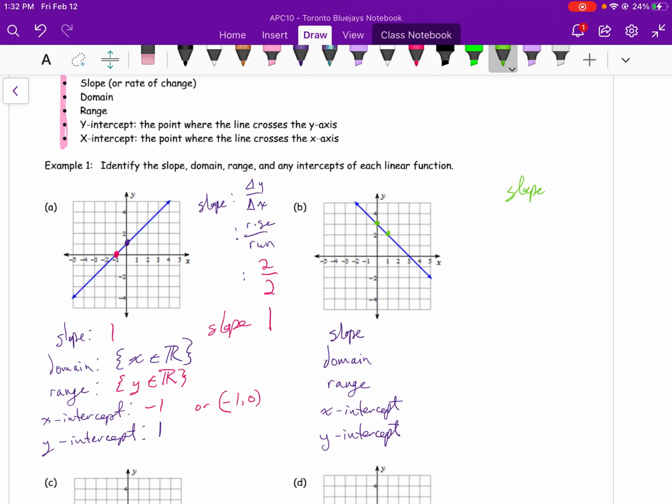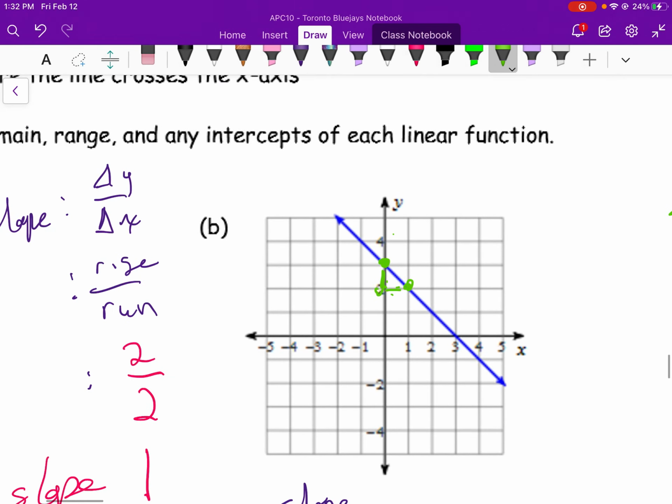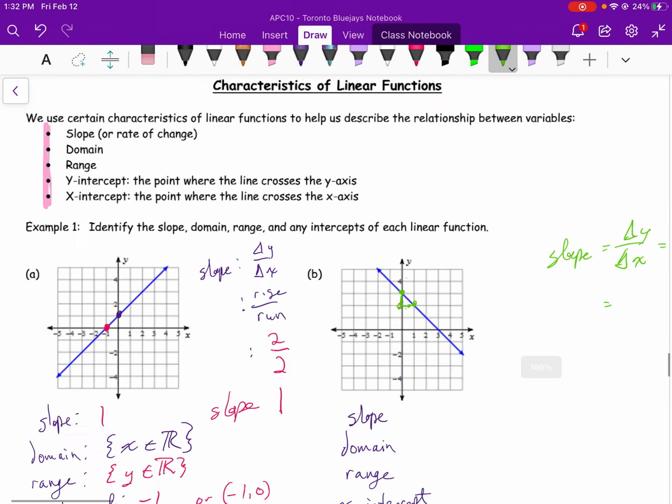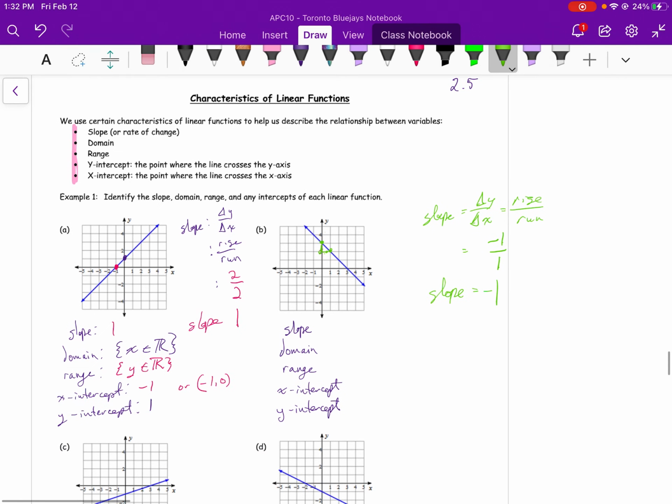So my slope now is my change of y over my change of x, or you could view it as rise over run. Regardless, as I move left to right, my y value goes down 1 unit, and my x value increases in the positive direction by 1 unit. So my rise actually is -1. My run is 1. My slope, therefore, is going to be -1.